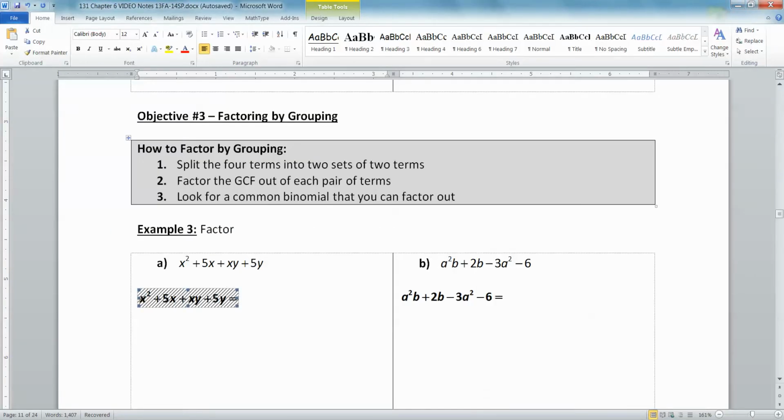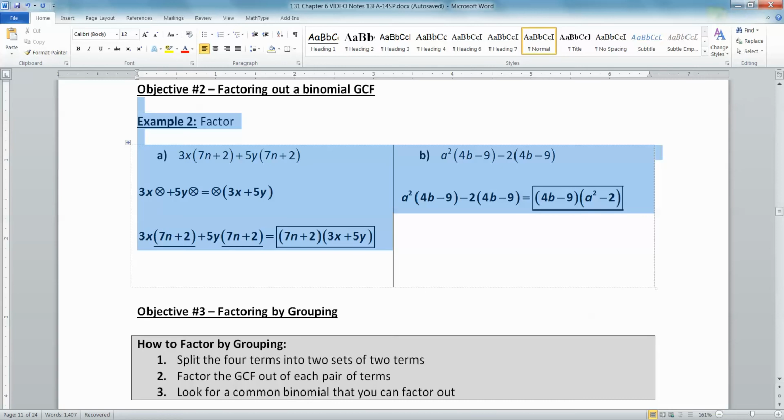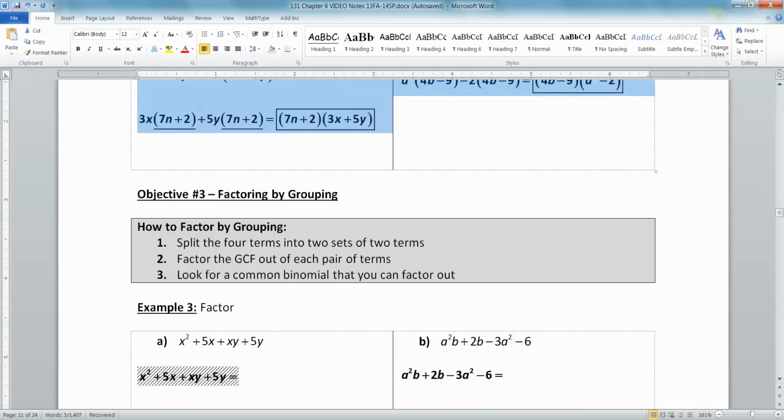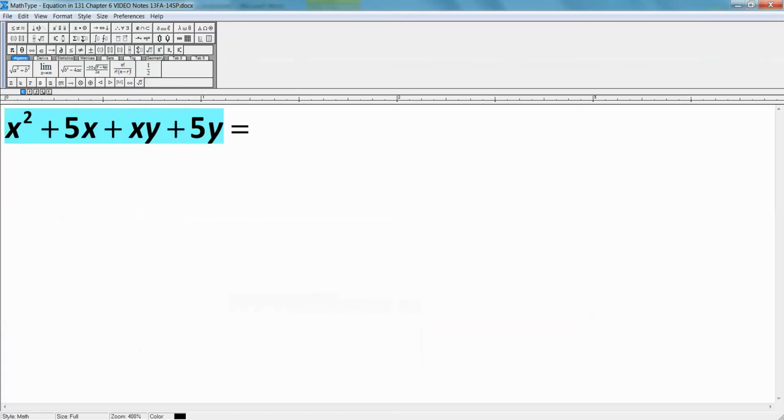It says you split the four terms into two sets of two terms, then you factor the GCF out of each pair of terms, and then you look for a common binomial that you can factor out, i.e. using this technique that we just learned up above. All right, it sounds complicated, but it really isn't. Here's what you do. You look at the first couple terms. Now, it doesn't have to be the first couple, but it's going to be pretty common that it is the first couple.